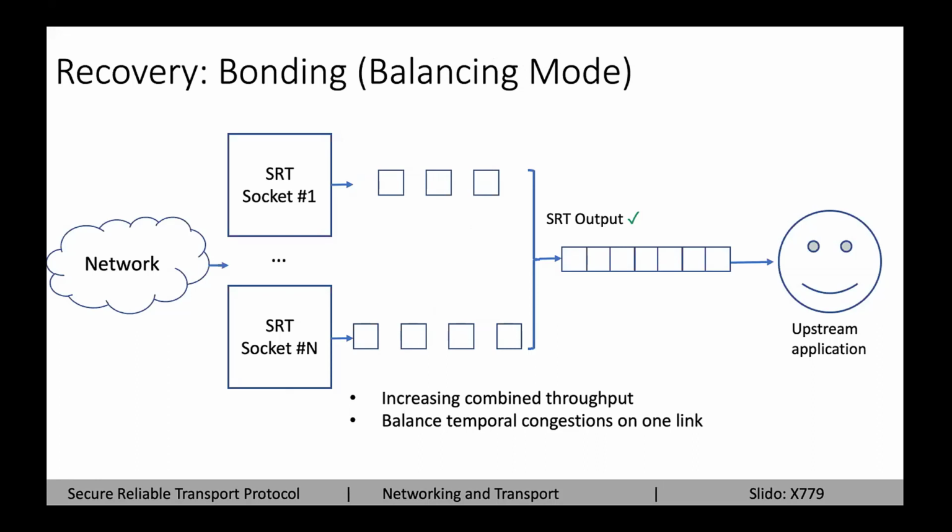And the third option is balancing. Balancing mode can be used to increase the combined throughput of the links in the bonded connection and to balance temporal congestion on the links. So, for example, let's consider you have two LTE connections, each allows 10 megabits streaming, and you want to stream, for example, 16 megabits over it. In normal network conditions, you can stream 8 megabits over each link, and your overall throughput will be 16. And when one link has congestion, you can temporarily increase the streaming rate on another link to improve the delivery.